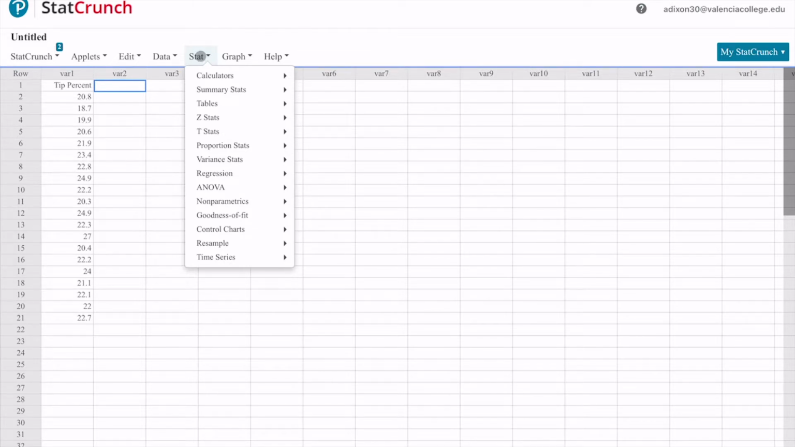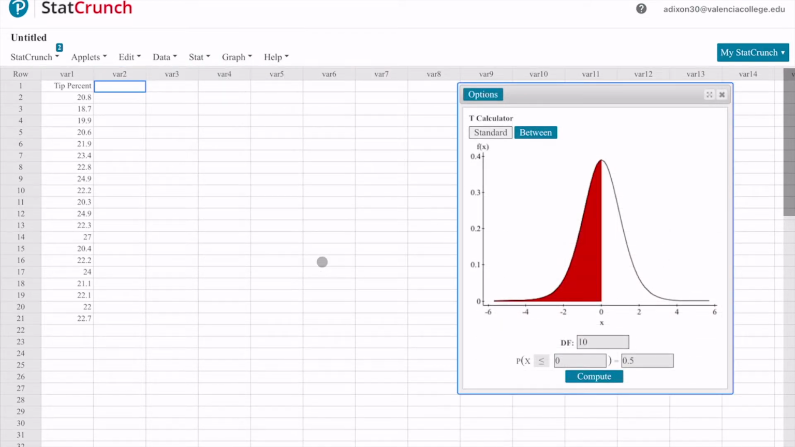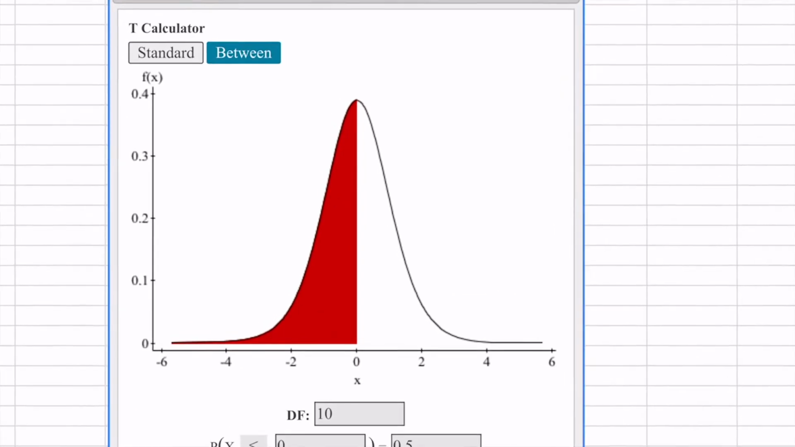We are going to go to Stat. Hoping you guys can see this. And then we're going to go to Calculators. And then we're going to go to the T calculator. Remember, this is the T distribution. Okay. So let's come here. Let's zoom in a little bit.